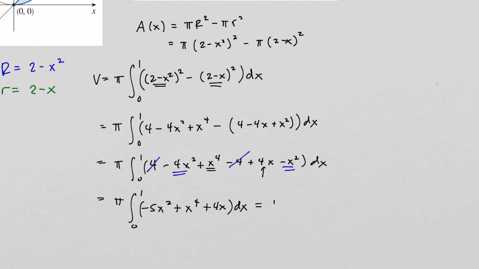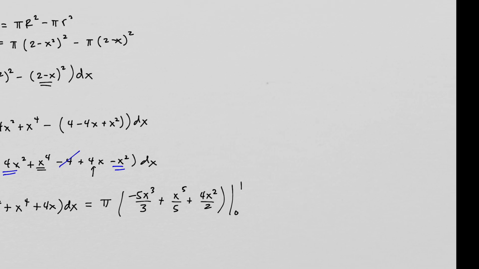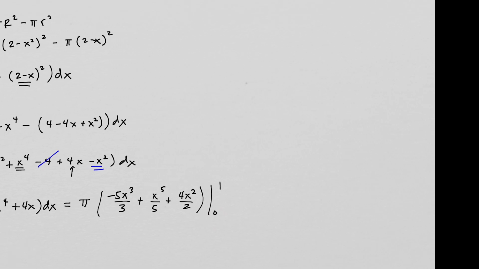Now that it's simplified, we'll go ahead and take the antiderivative. So we have negative 5x to the 3rd power divided by 3 plus x to the 5th power divided by 5 plus 4x to the 2nd power divided by 2. And we'll evaluate this from 0 to 1. Now the nice thing here is that when you plug in 0, you get 0. So all we really need to do is plug in 1.